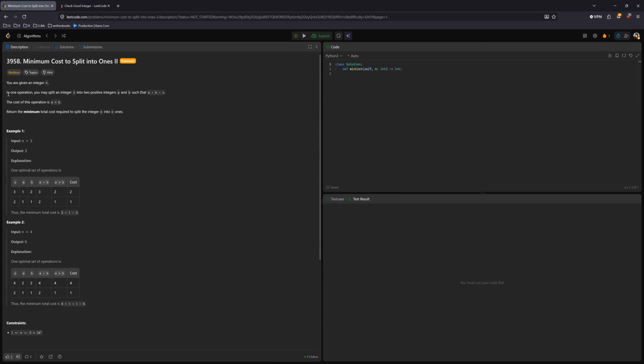You're given an integer n. In one operation, you may split an integer x into two positive integers a and b such that a plus b equals x. The cost of the operation is a times b. Return the minimum total cost required to split the integer n into n ones.